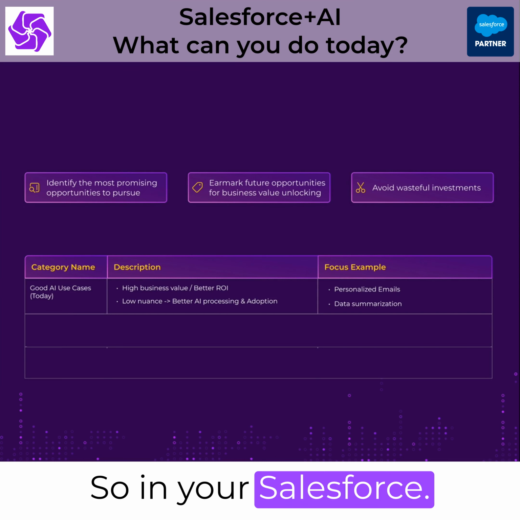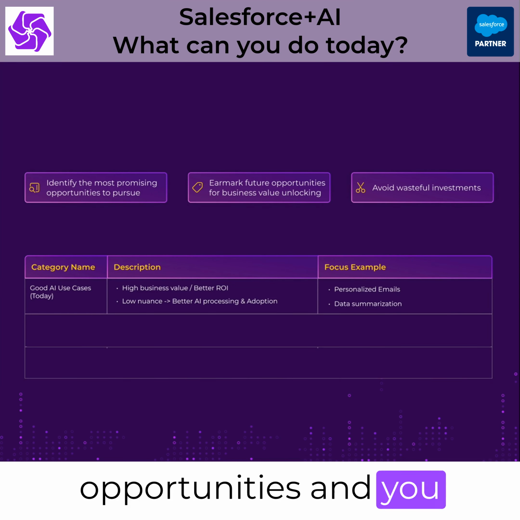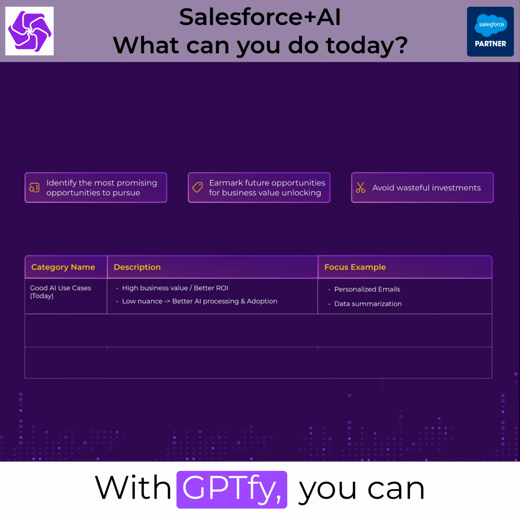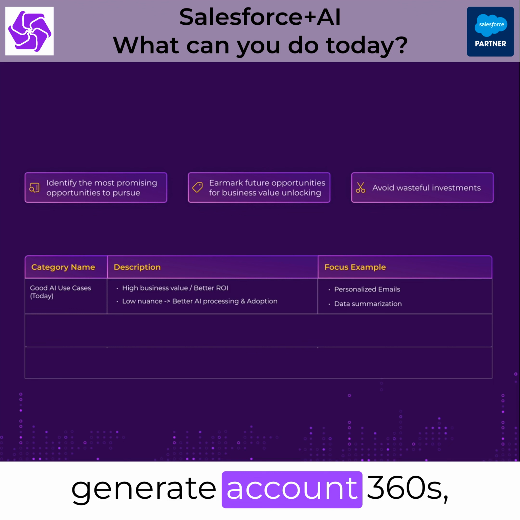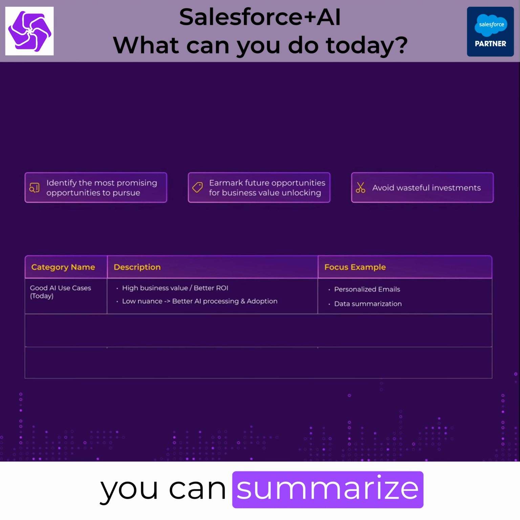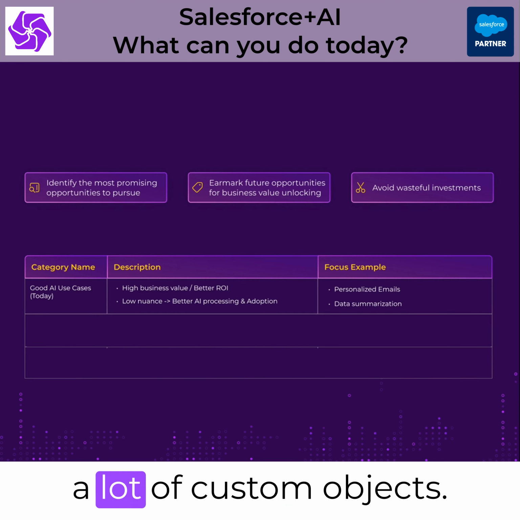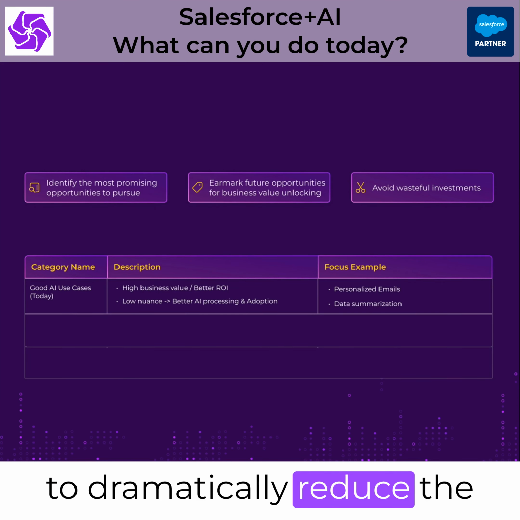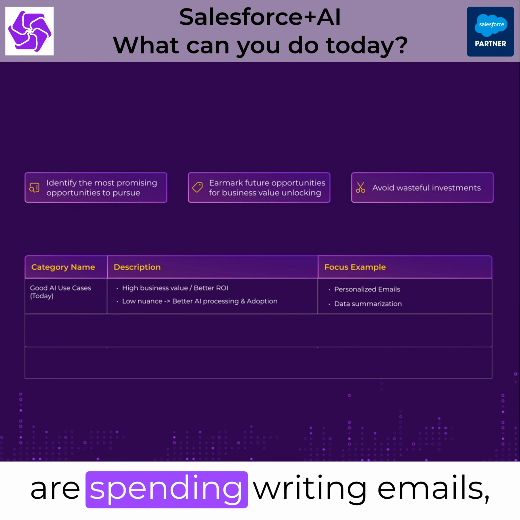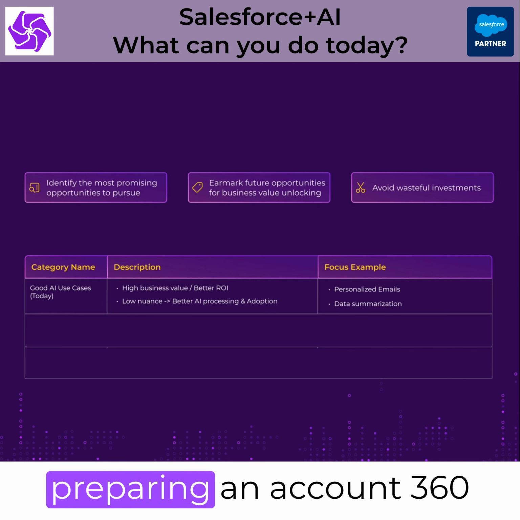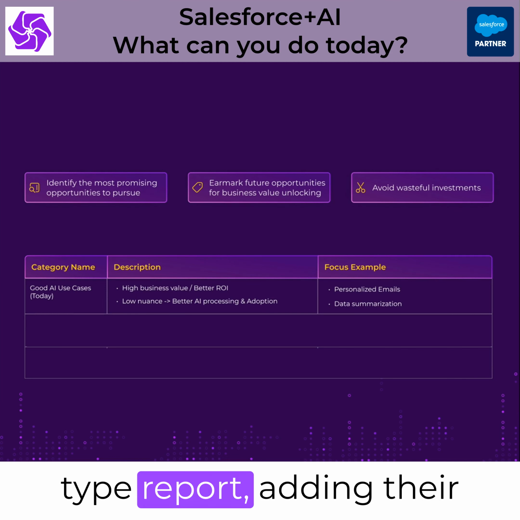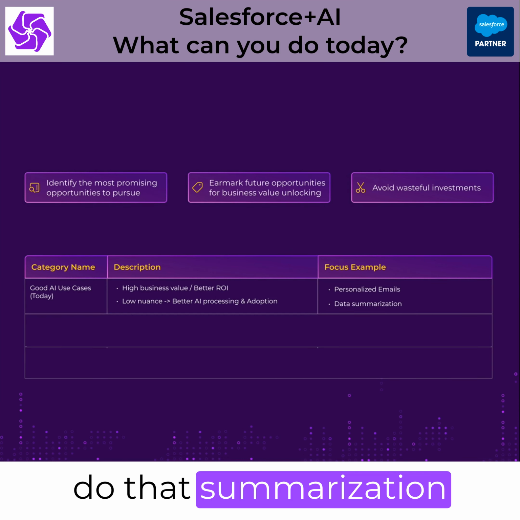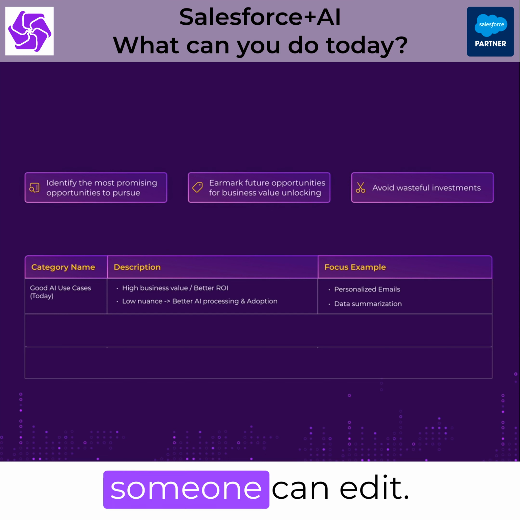So in your Salesforce, you may have opportunities and you would like to summarize the data on. Now you can. With GPTfy, you can generate account 360s, you can summarize cases, you can summarize a lot of custom objects. And the whole idea there is to dramatically reduce the amount of time your people are spending writing emails, preparing an account 360 type report, adding their own context, and have AI do that summarization as the first draft that someone can edit.